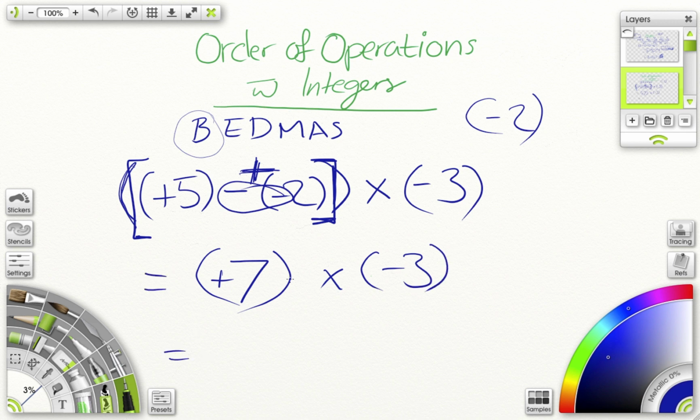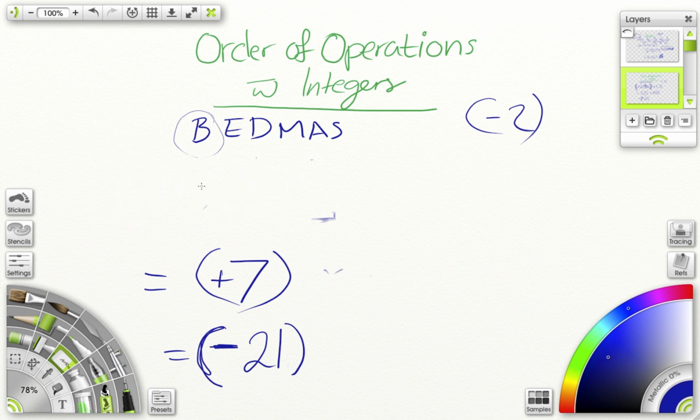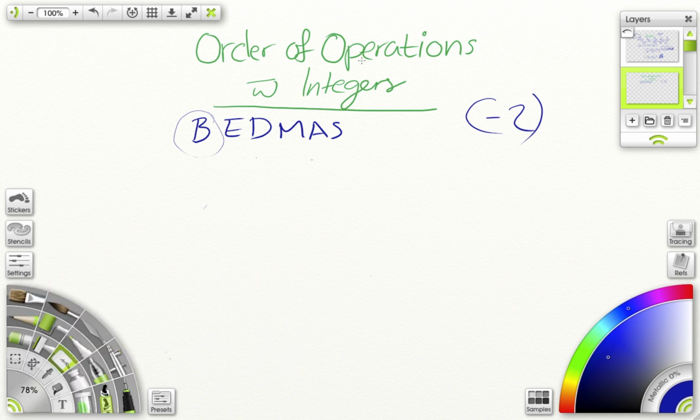7 times negative 3 is, remember, there's only one negative symbol. If it's a positive times a negative, my answer is going to be a negative number. 7 times 3 is 21. So my final answer would be negative 21. We're going to do a couple more practice problems. I'll do one that's a little bit more complex, that has a little bit more steps, just so you guys will have a really good example of the different ways you would see integers.